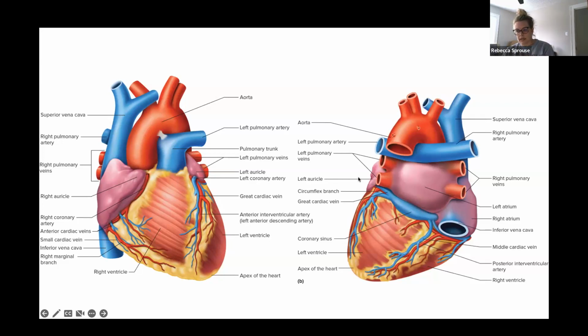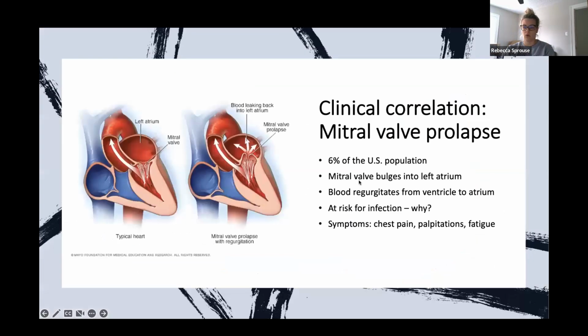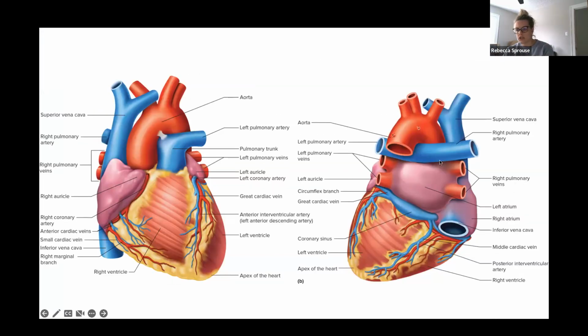we're going to be following something called the circumflex branch. The circumflex branch comes around the heart, like the circumference of the heart. So if we follow this one around towards the back, that's called the circumflex. It will come around, and eventually there is a marginal branch here as well. We're not going to talk about that one, but eventually both of these coronary vessels will meet here at the posterior interventricular.